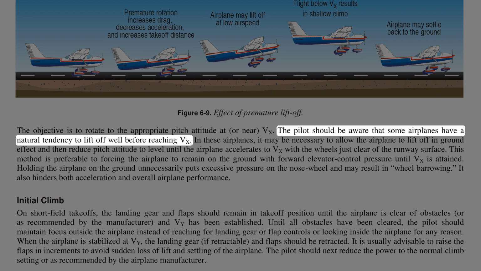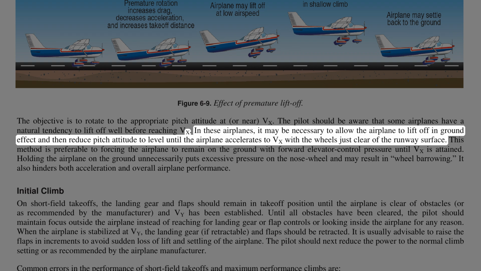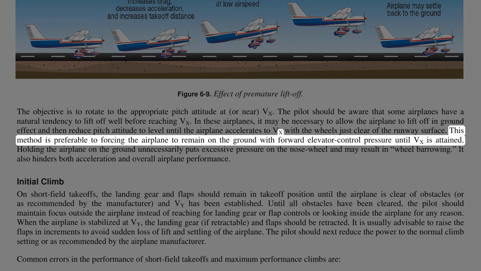The pilot should be aware that some airplanes have a natural tendency to lift off well before reaching Vx. In these airplanes, it may be necessary to allow the airplane to lift off in ground effect and then reduce pitch attitude to level until the airplane accelerates to Vx with the wheels just clear of the runway surface. This method is preferable to forcing the airplane to remain on the ground with forward elevator control pressure until Vx is attained.